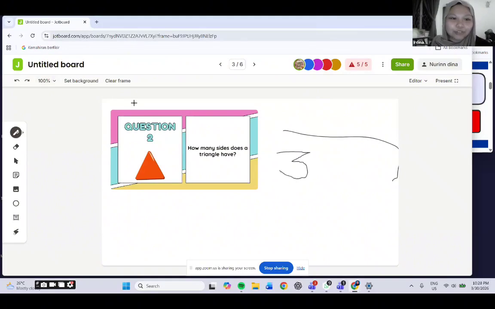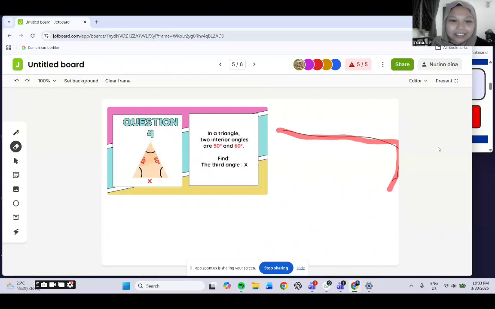3. Okay, moving on to the last questions, I would say. This one is quite tricky since it's the last one, right? So if anyone can use their calculators, I think it will be great. So for question 4, in a triangle, two interior angles are 50 and also 60. So you need to find the third angle, which is x. Before we start, I think Teacher Jovi has shared the classification of triangles, right, Teacher Jovi?